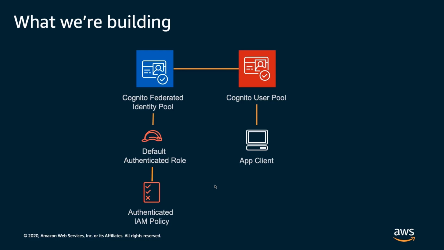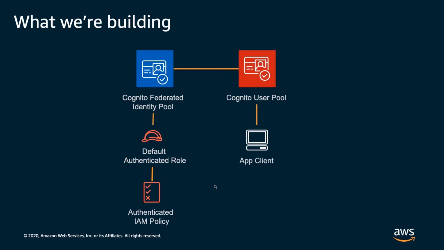Now, if you're familiar with Cognito, you know that a federated identity pool is something that exchanges AWS credentials for other types of credentials from other identity providers, right? Just like you can exchange a Cognito user pool token for AWS credentials using the federated identity pool, you can get credentials from Google, Twitter, Amazon, SAML, OIDC sources, right? And you can get AWS credentials for them.